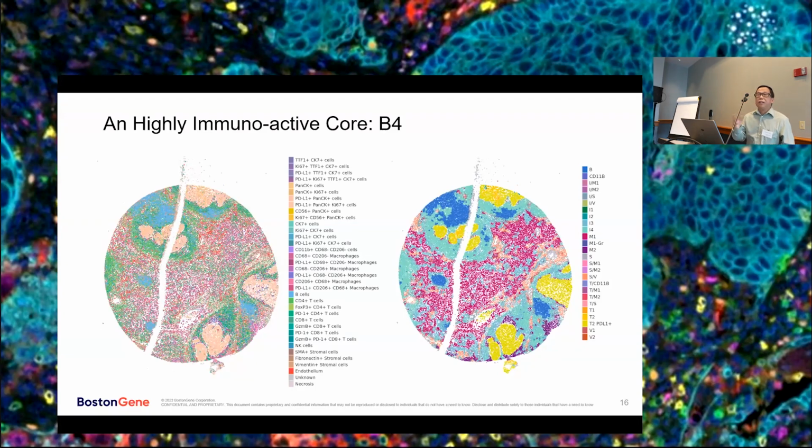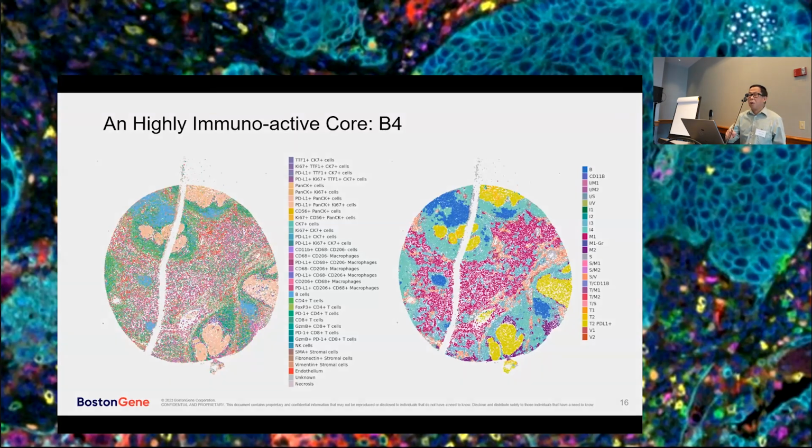Outside this validation, we also used our own software to do detailed analysis. Shown here is one of the cores that shows highly immune cell presence. On the left is the cell typing. On the right is the cell community analysis. We can see we can do very detailed analysis.